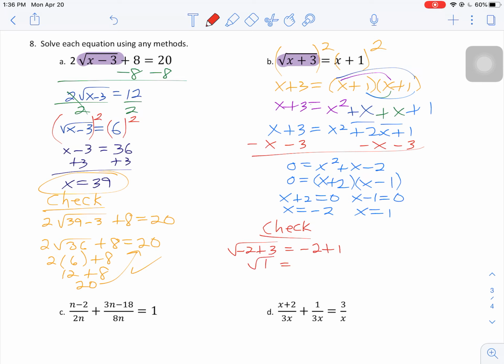So then I get 1 equals -1. Well, that's not true. 1 does not equal -1. So I actually have to cross out that answer because it's an extraneous solution. Let me check the other one. So I'm taking a 1 and I'm plugging it in for x in the original equation. So square root of 4 is 2. 2 equals 2. Yep, that's true. So x equals 1 does work.